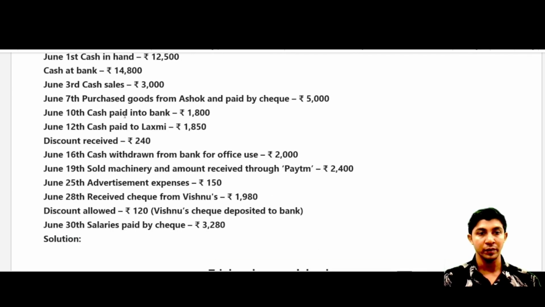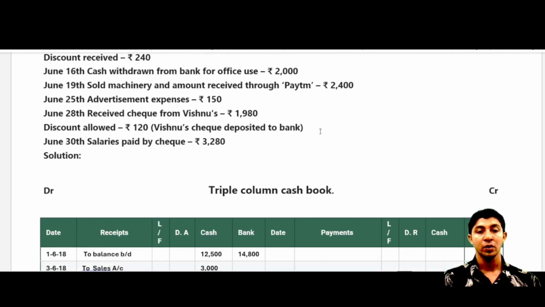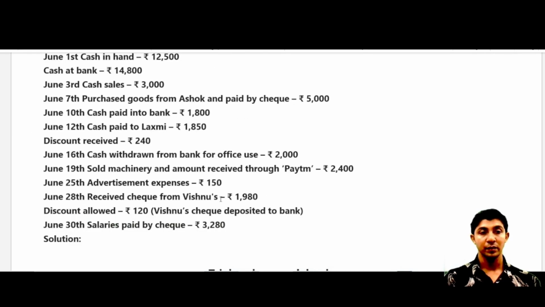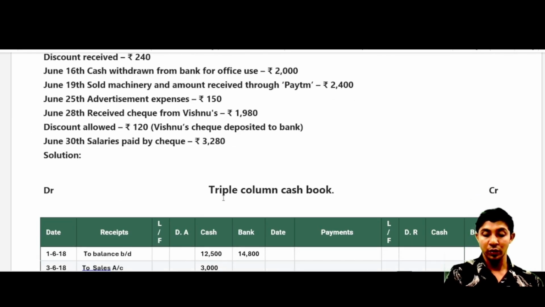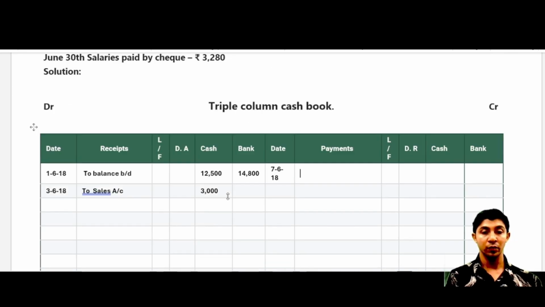Now let us move towards the next transaction, that is on 7th June. Purchase goods from Ashok and paid by check 5,000. So what we have done? We have done purchases. So money went out of our business. Whenever money goes out of our business, we have to record that transaction on the payment side. The date is 7th June, so here we will write 7th June 2018, and in the payment column we need to write by what we have done. We have purchased.